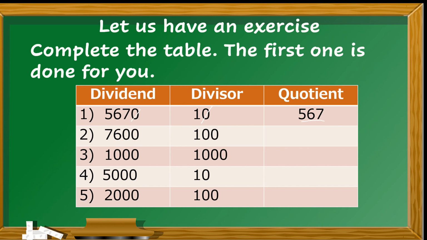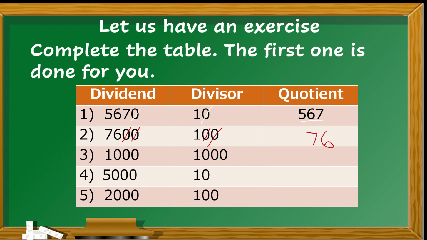Okay. Next, 7,600 divided by 100. Ilang zero meron ang 100? That would be 2. So, 1, 2. We also cancel this 1 and 2. So, ano na lang ang remaining? That would be 76 divided by 1 will be 76. Correct. The answer is 76.